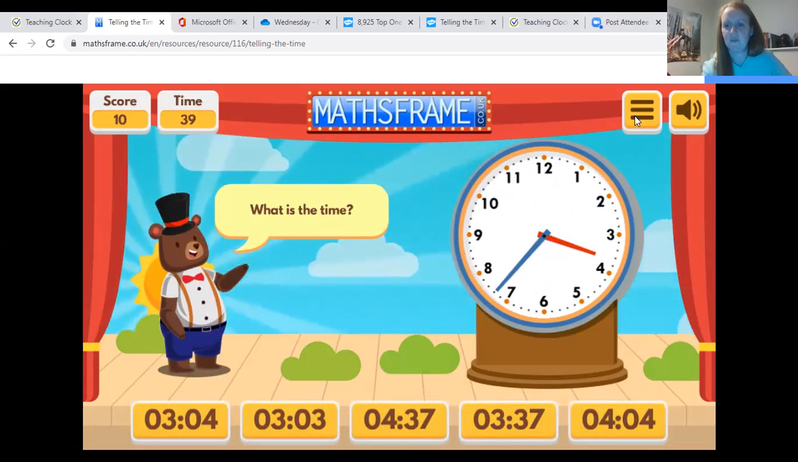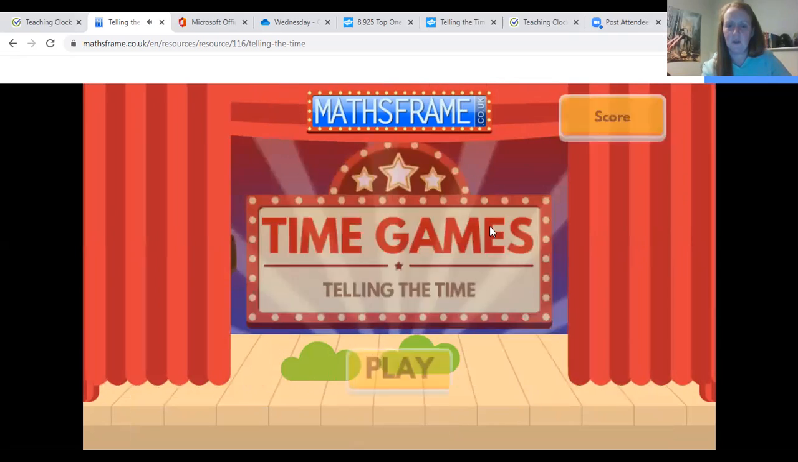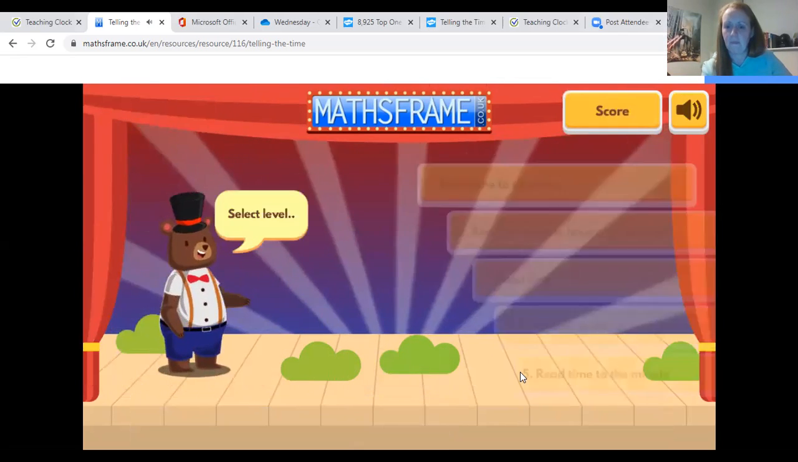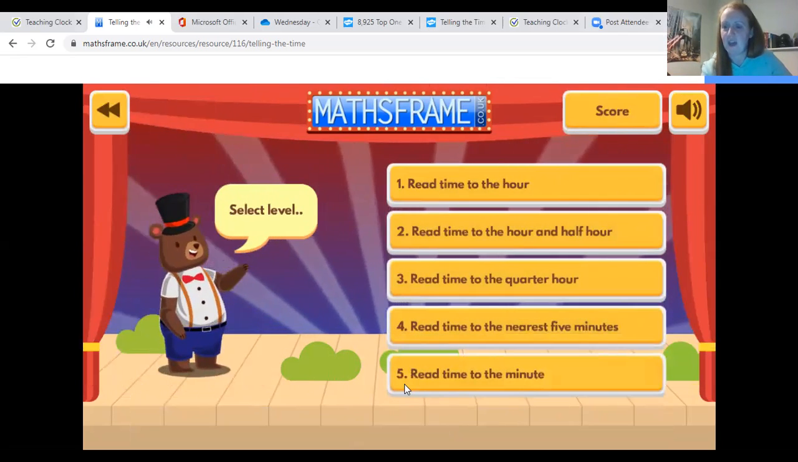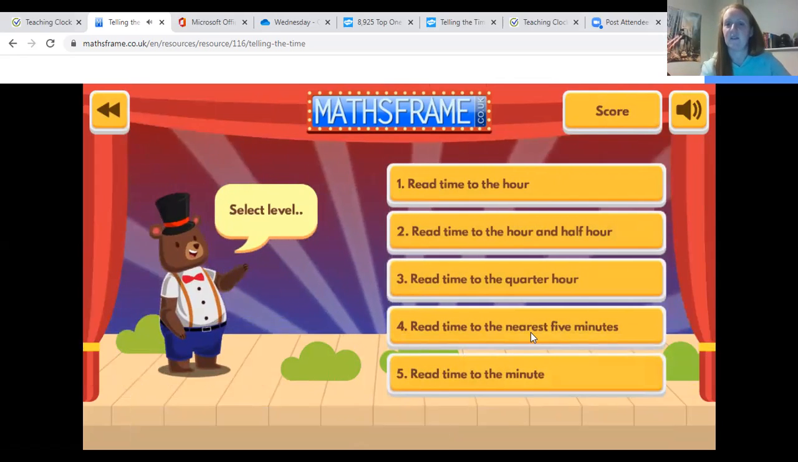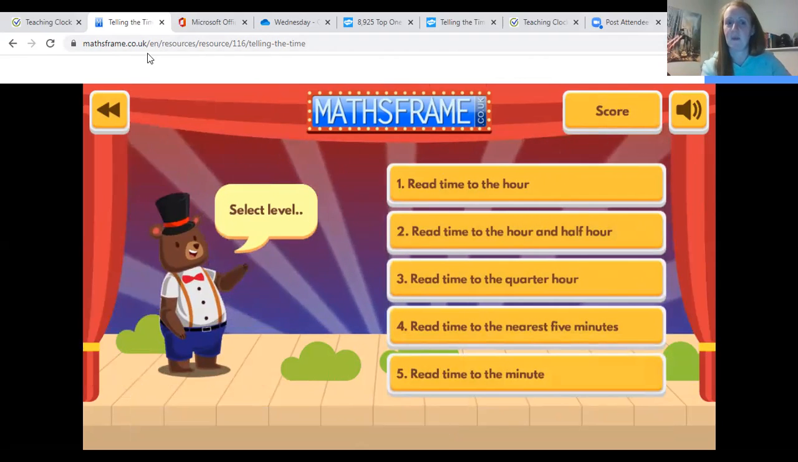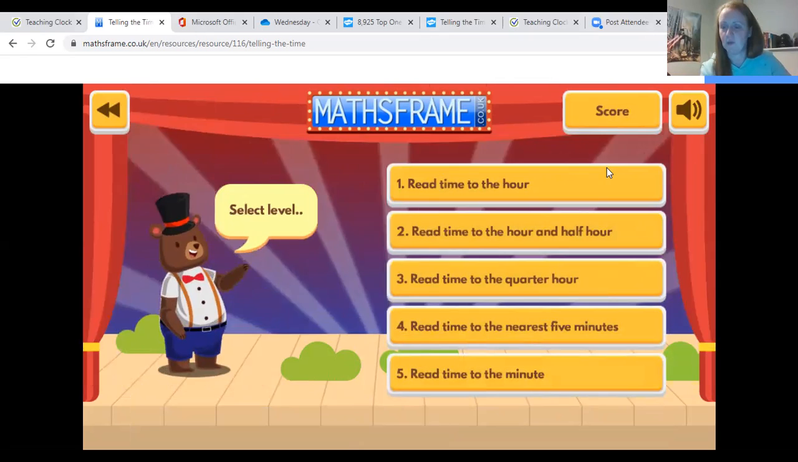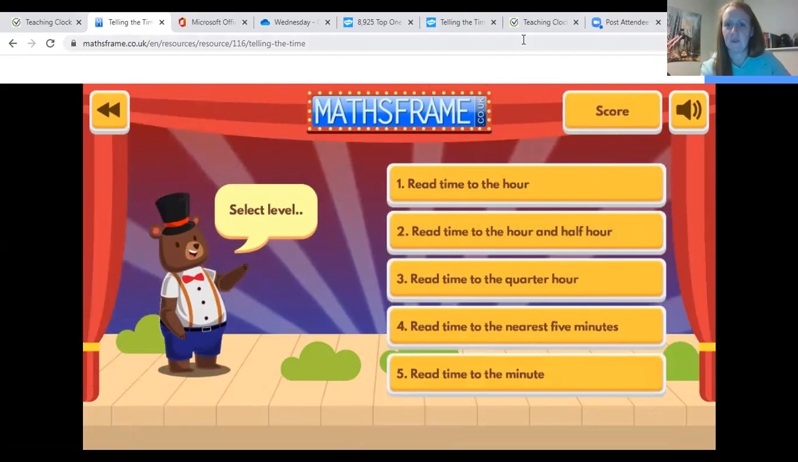So remember, that was activity 5. If I go back to the menu, activity 5 there as an extension. So you do your worksheet, your 2 stars, and then activity 5 on Maths Frame. And all I did there was put Maths Frame telling the time into Google, if you need any help with that. So I'm hoping that that is enough for you to get on with, and that you understand it all.